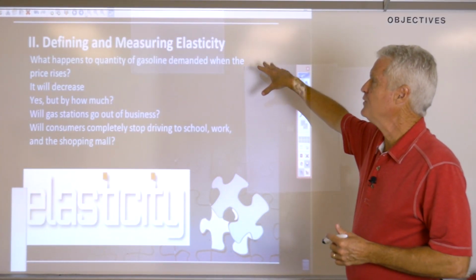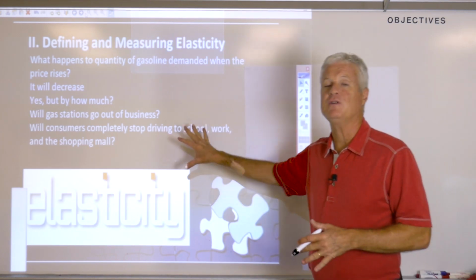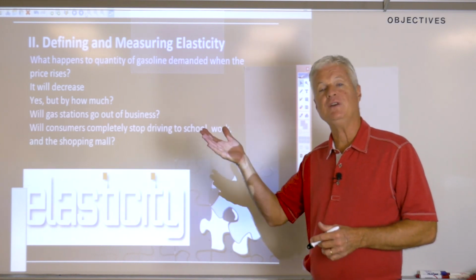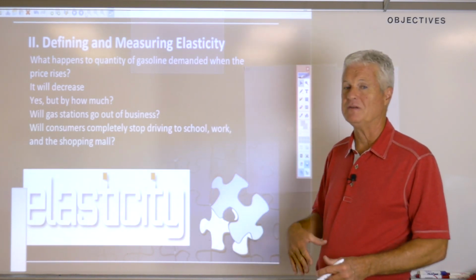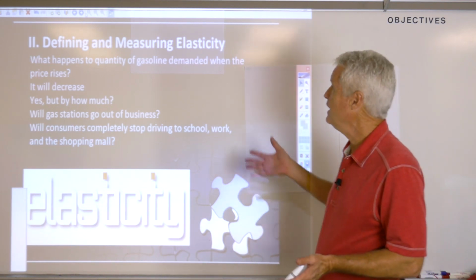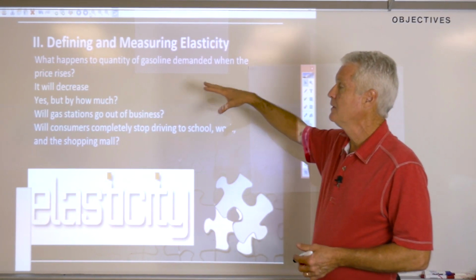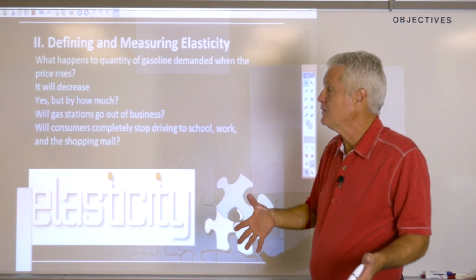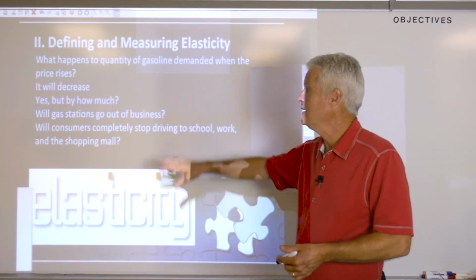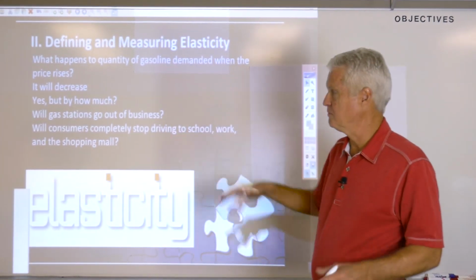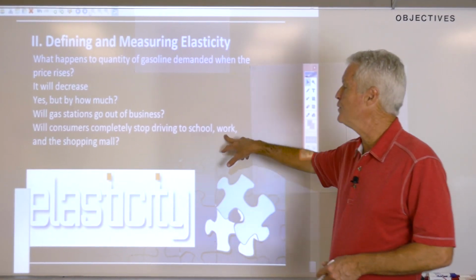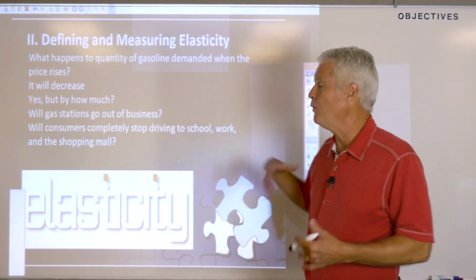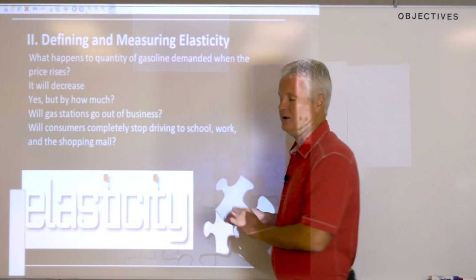Defining and measuring elasticity. What we're going to focus on mostly here is elasticity. We know from the law of demand, if we increase the price, the quantity demanded decreases. The question is, how much? So the price of gas goes up. What will happen to demand? It's going to decrease. How much is it going to decrease? Elasticity measures that. Will gas stations go out of business? Probably not. Will consumers completely stop driving to school, work, and the shopping mall? I don't think they will. But how much does it change?